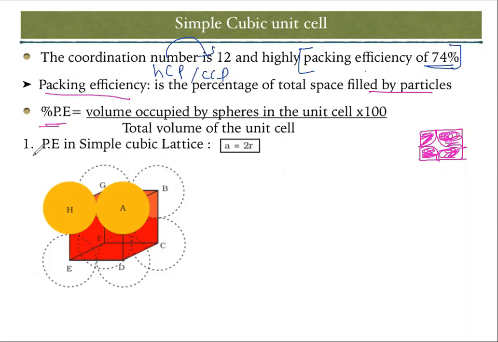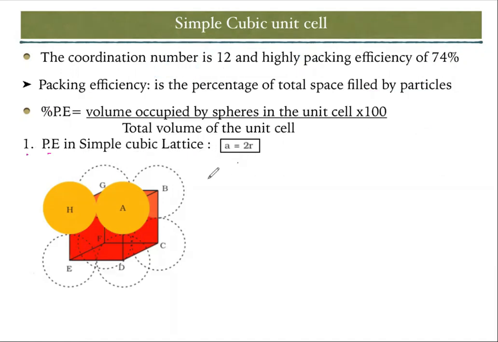The first unit cell that we are going to calculate is the packing efficiency in the simple cubic lattice. So in this simple cubic lattice, atoms are present at the corners. The important point is that atoms are present at the corners. Now what are A and R?